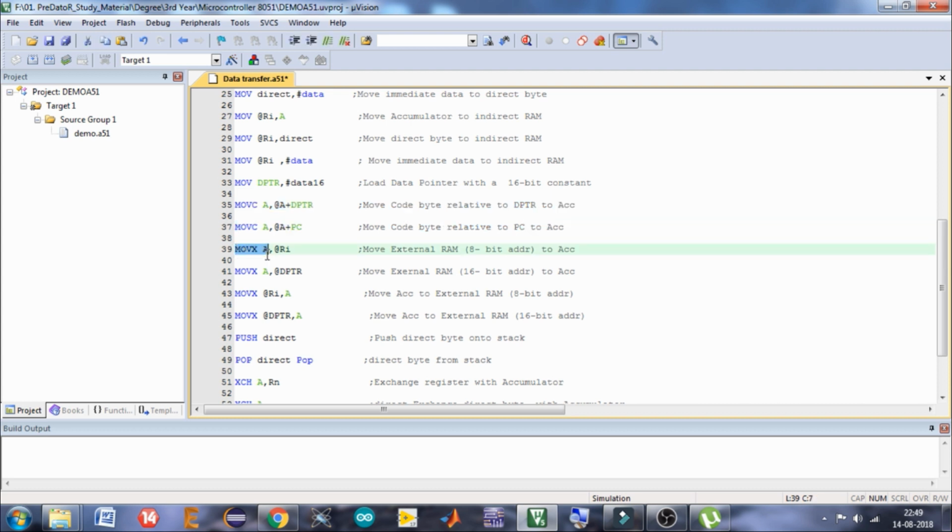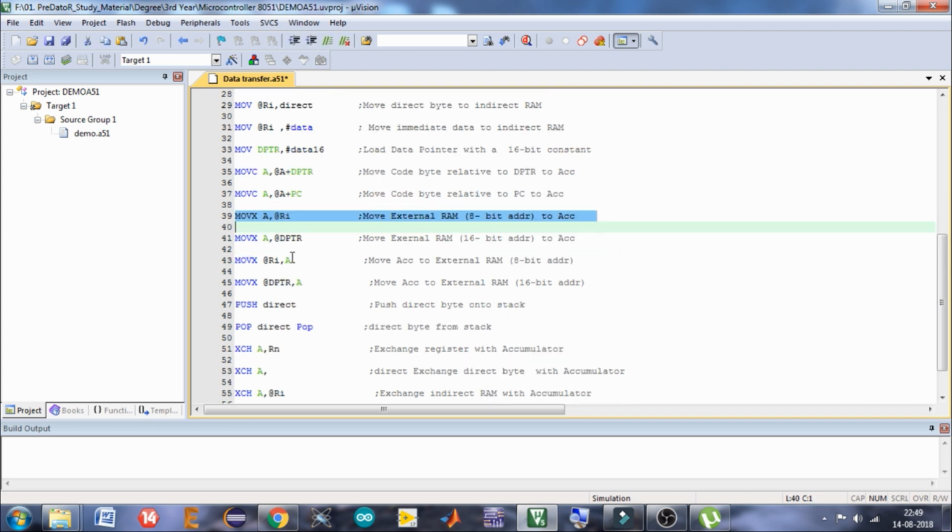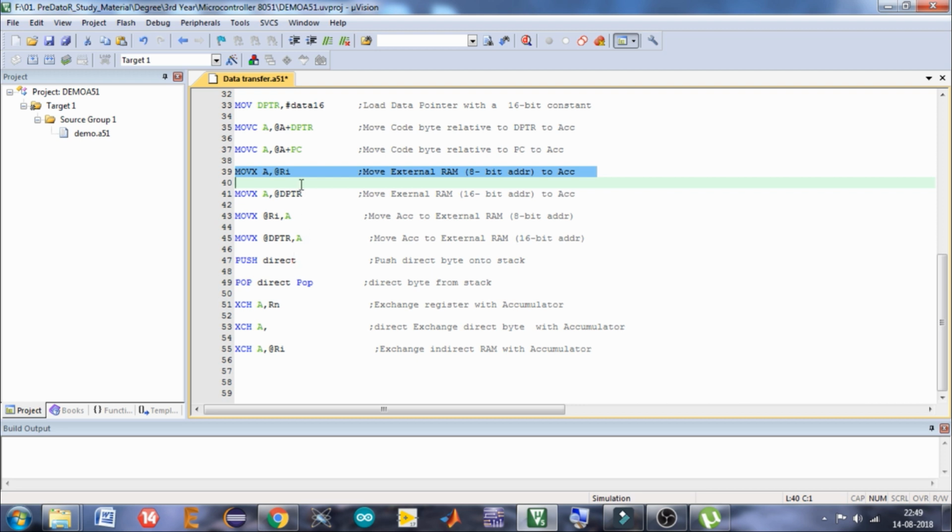Now take a look at this instruction, MOVX A, @Ri. Now as soon as X is appended to MOV, it means that we have to access the external RAM. In this case, this instruction might look similar to MOV A, @Ri. Well, it is, but the only difference is that here @Ri, that is the register R1 and R0, can contain data more than 128 bytes. Thus, in this case, more than 128 bytes of address can be accessed.